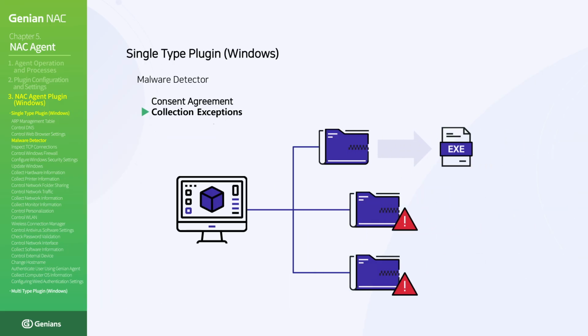Exclusion paths can be configured to specify directories where information collection is not performed. By default, the exclusion path includes the location of antivirus quarantine files. If there are additional paths where information collection should not occur, they must be manually entered.